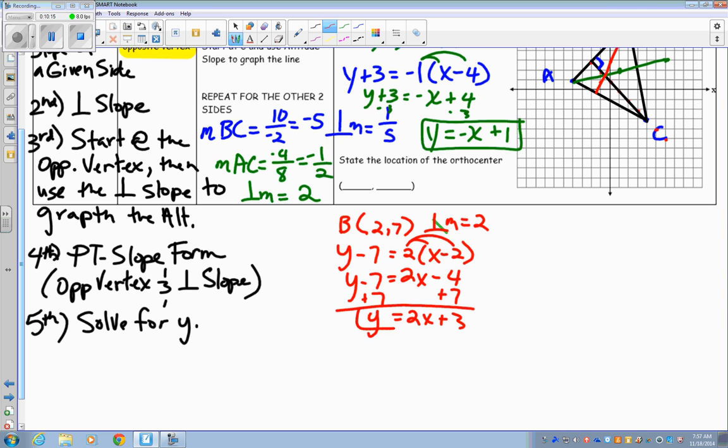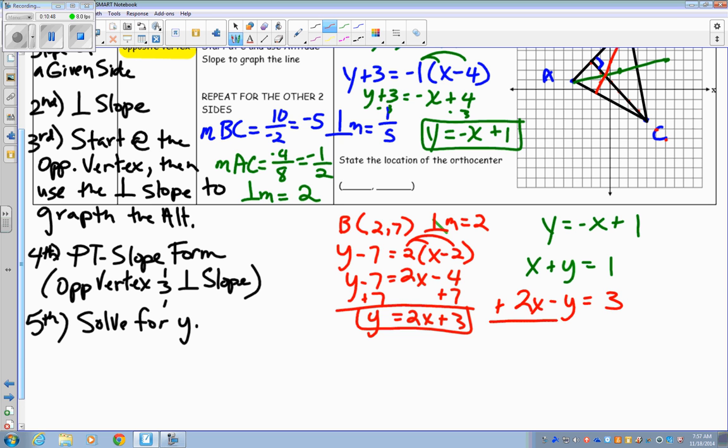So now I have two equations. Now I can use substitution or I can use elimination. I'm going to go ahead and use elimination because I think we probably need to still review that. So in order to do that, I've got to get it in standard form. This first equation, if I put it in standard form, would be x plus y equals 1. And if I put the second equation into standard form, I don't want a negative 2x, so we're going to have 2x minus y equals 3.